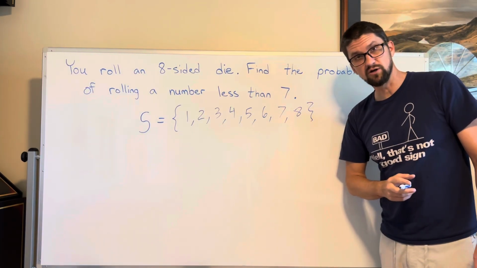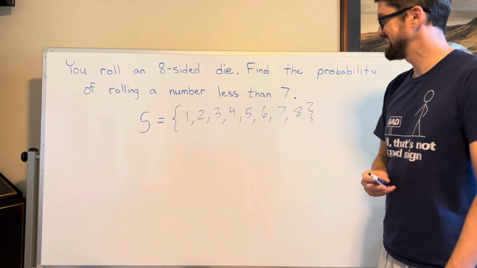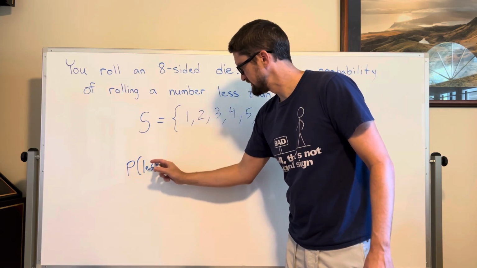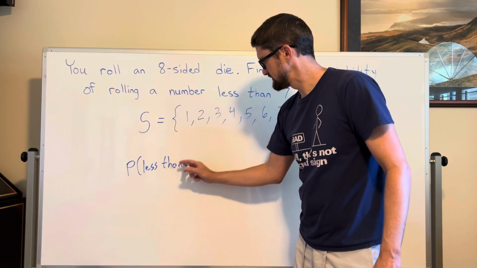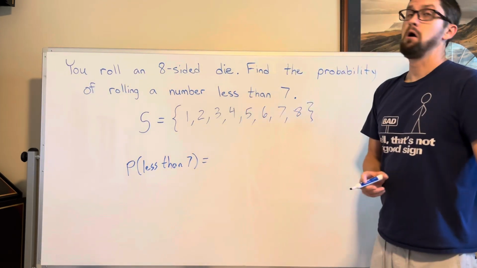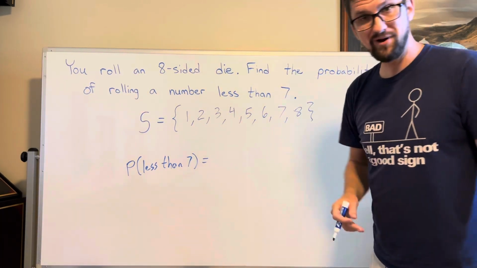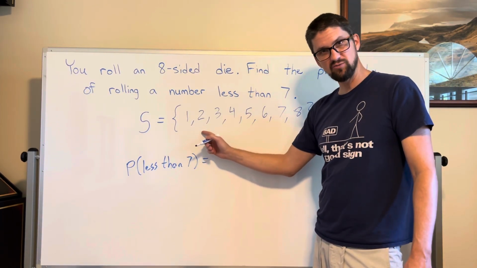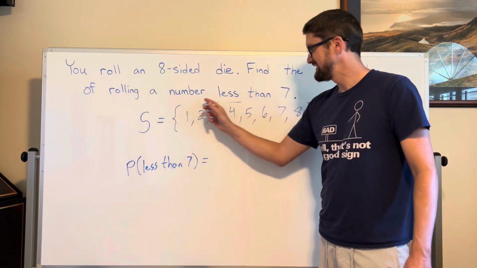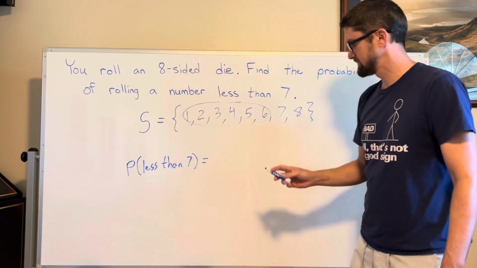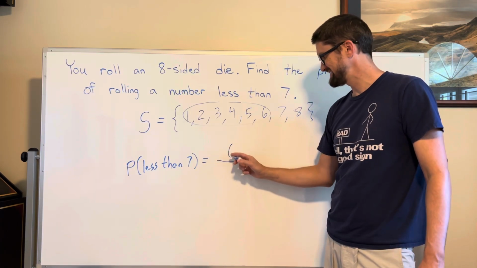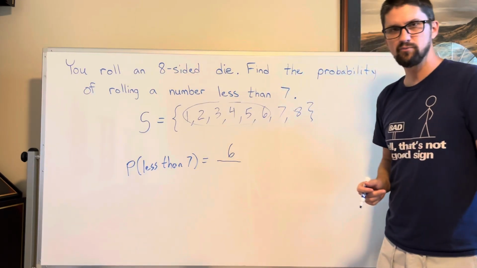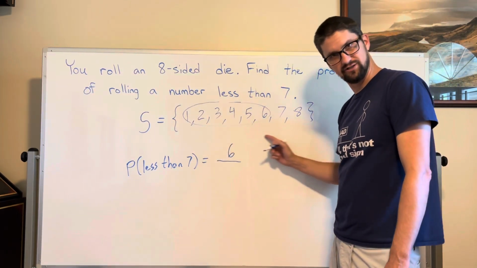And we want the probability of rolling a number less than 7. We can indicate that like this. What you want to do is count all the possible events of getting an outcome less than 7. There's going to be 6 of them. So the probability is going to be a fraction with 6 on top. And then you want to divide by the total number of possible outcomes, which is the 8.